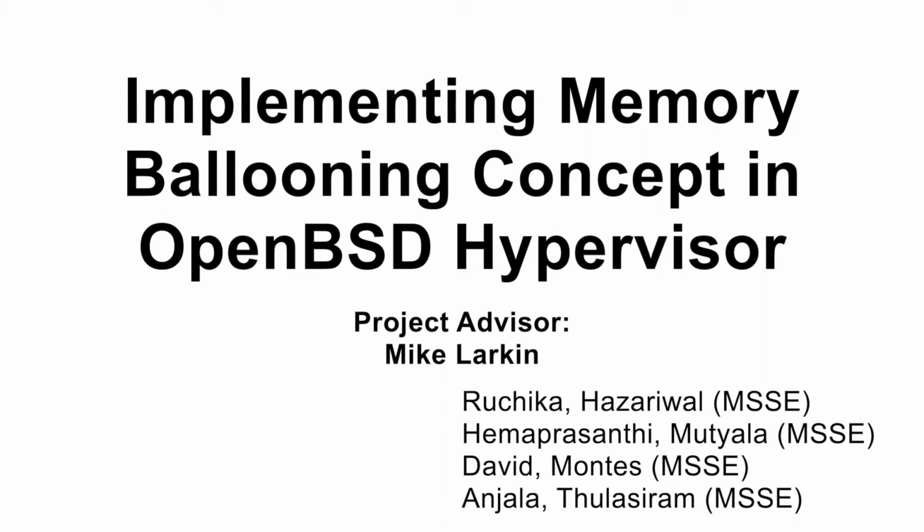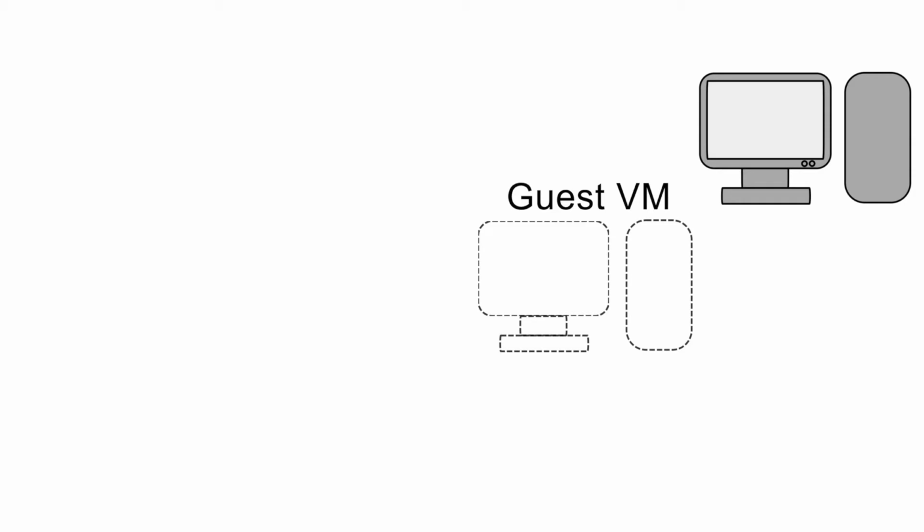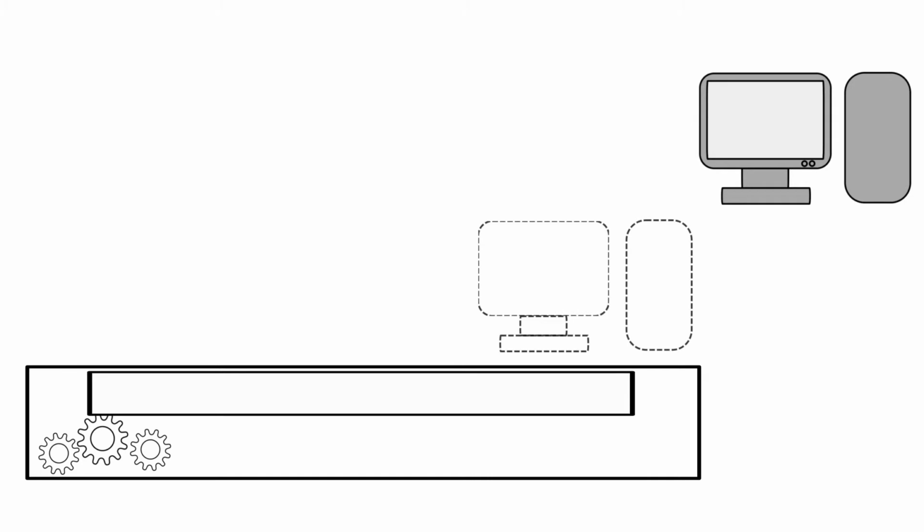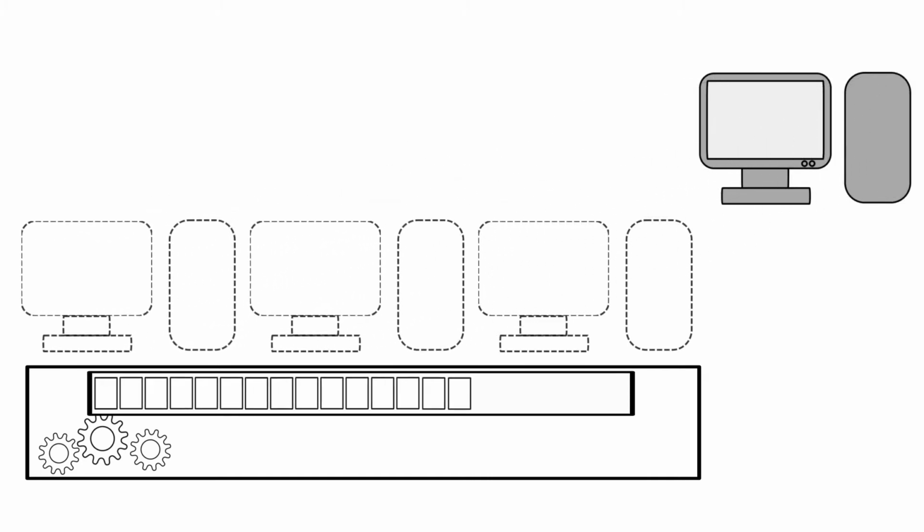In this video, I will be demonstrating our project, which was developing a memory ballooning device for the OpenBSD operating system's hypervisor. Recall that a virtual machine is a software implementation of a computer which provides the same functionality as a physical computer. A hypervisor is a host to the guest virtual machines, providing them with their underlying hardware and computing resources. Each guest uses up a portion of the hypervisor's memory.